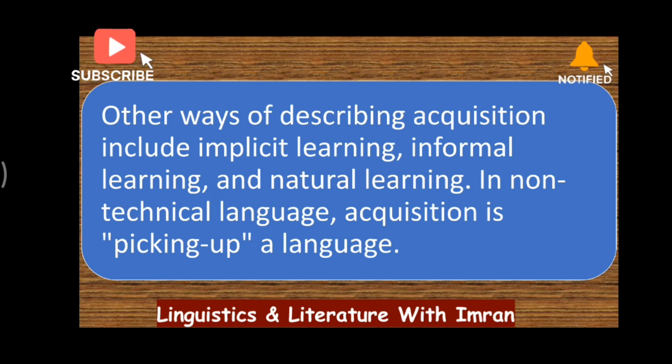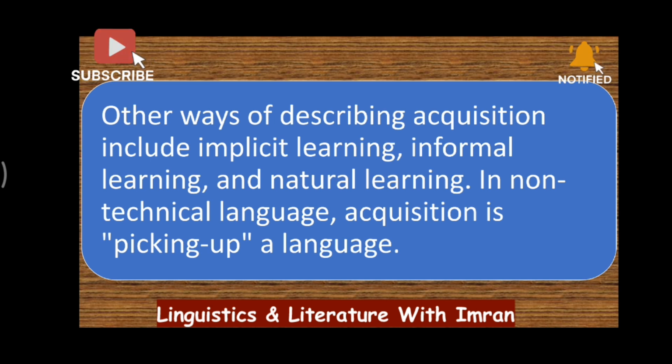When you are acquiring a language in a context, people in your surrounding speak that language, use that language, and you pick up the language. Nobody instructs you, nobody gave you proper instruction, but you pick up the language. So this would be informal learning or natural learning. What is natural learning? When you are acquiring your first language, that is natural learning.